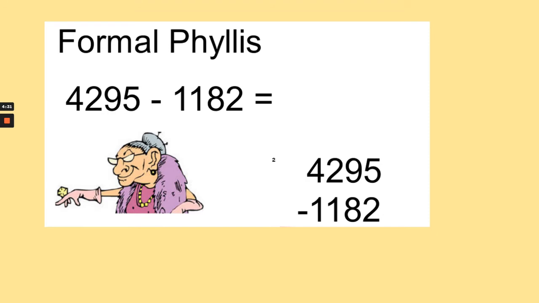Now we've moved on to Formal Phyllis. So Formal Phyllis has asked us 4,295 take away 1,182. So you need to work this out. Make sure you lay out your column subtraction carefully because if you don't lay it out in the right way, your answer can be wrong. Pause the video now to work out your answer.